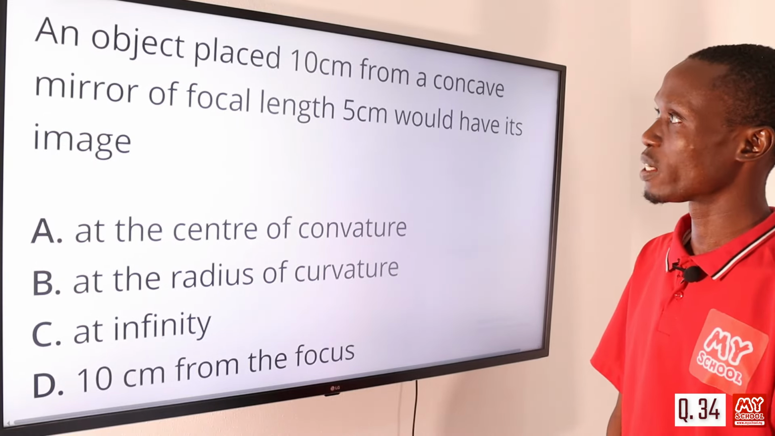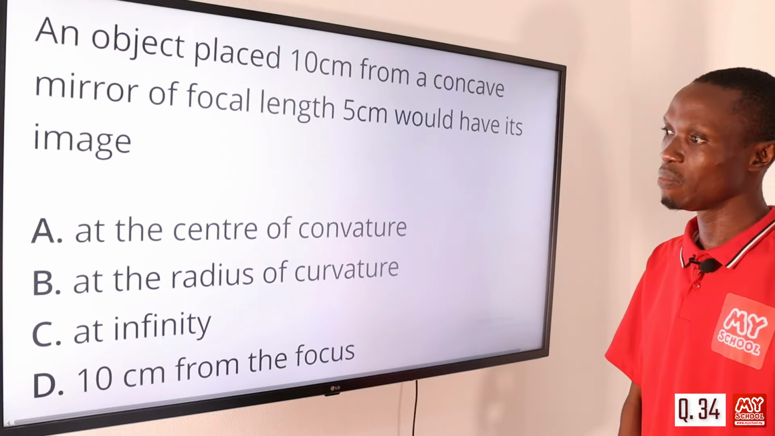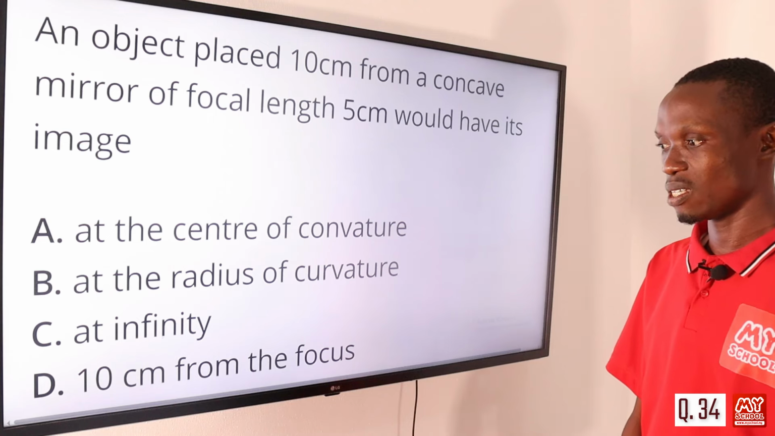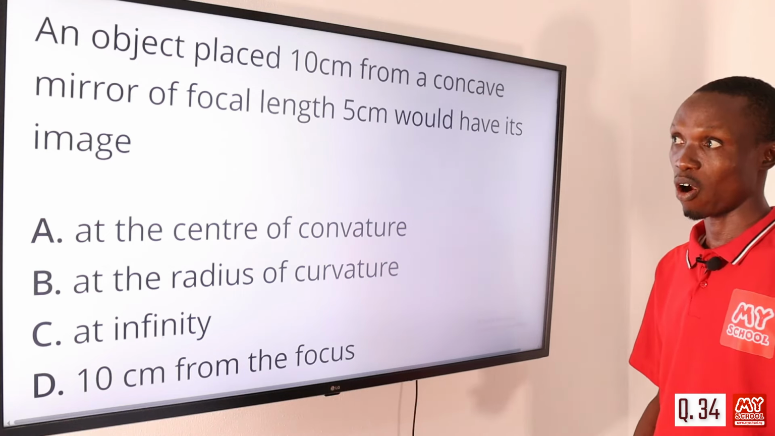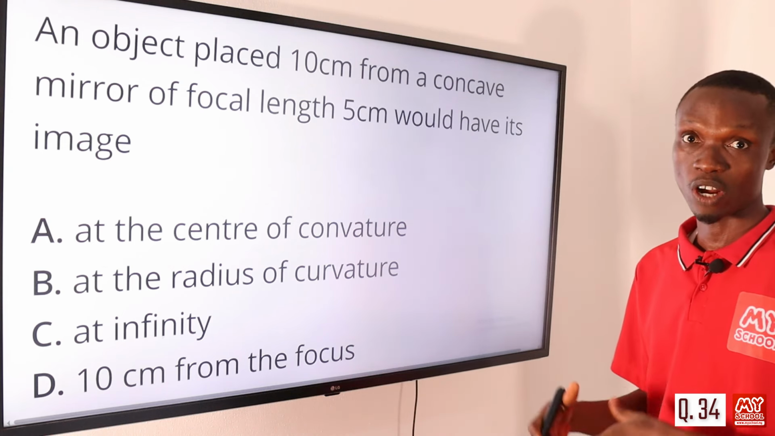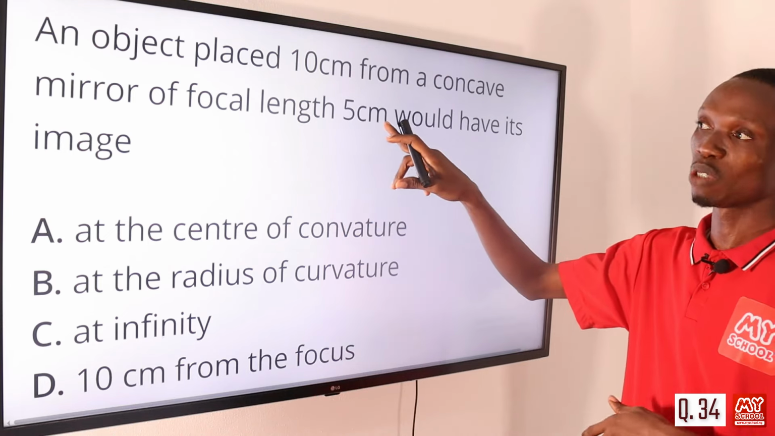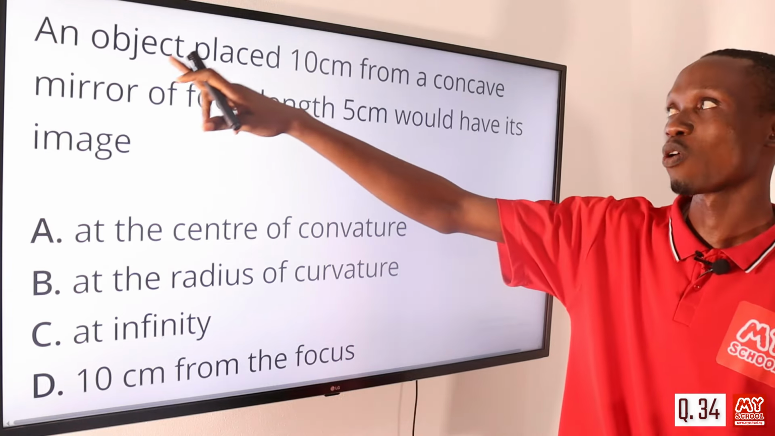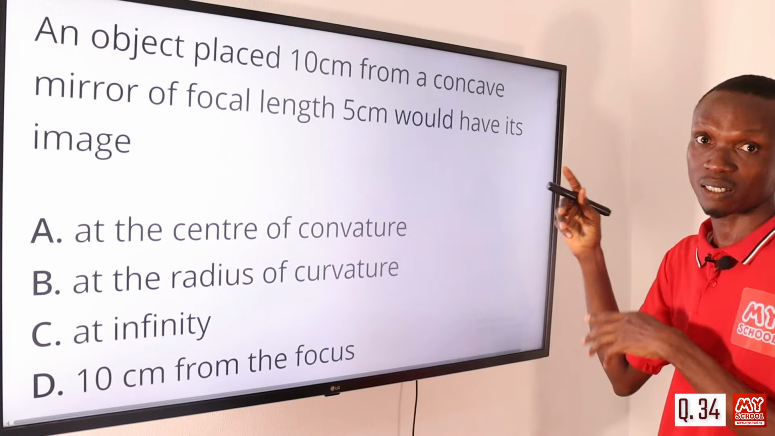Question 34. An object placed 10 cm from a concave mirror of focal length 5 cm would have its image A, at the center of curvature, B, at the radius of curvature, C, at infinity, D, 10 cm from the focus. So the answer to this question is option A, at the center of curvature. The reason is that for a concave mirror, the center of curvature is twice the focal length. So if the focal length is equal to 5 cm, that means the center of curvature is equal to 10 cm. And remember that we are told that the object is placed 10 cm from a concave mirror, right? So that means the object is actually placed at the center of curvature.